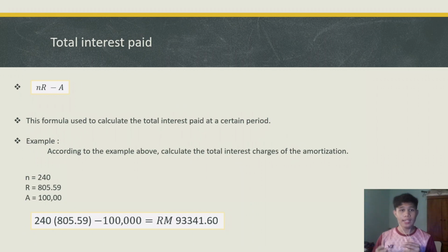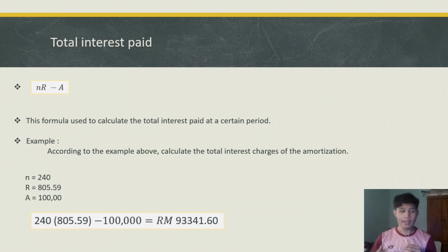Last but not least, let's proceed to the total interest paid formula. This formula is used to calculate the total interest paid over a certain period. For instance, according to the previous example, calculate the total interest charges of the amortization. So we need to know the important information for this formula, which is n, the number of periods, R, the periodic payment, and A, the initial amount.